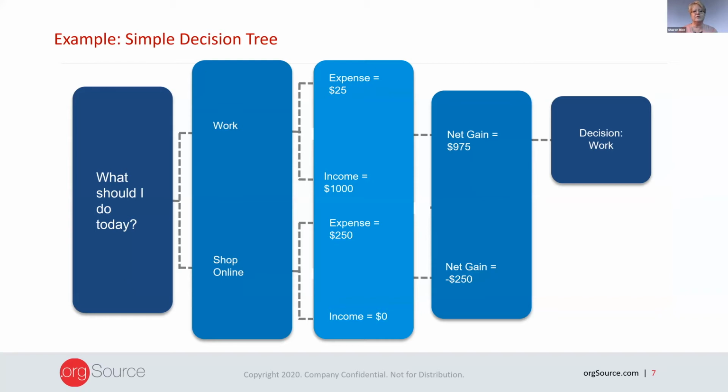So here my alternatives are work or shop online. And you can see the branches here. You follow it across. If I work, I will spend $25, I'll make $1,000, my net gain is $975. If I shop online, my expense is $250, my income is 0, my net gain is a loss of $250. Therefore, the best alternative for me is to work. So that's a very simple example of how we use these concepts.